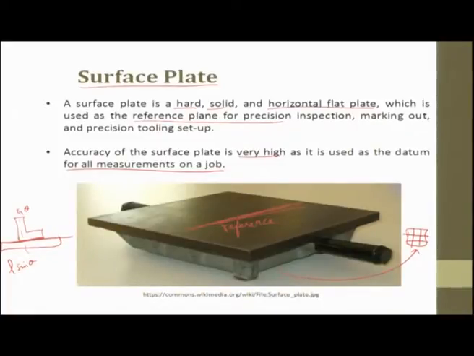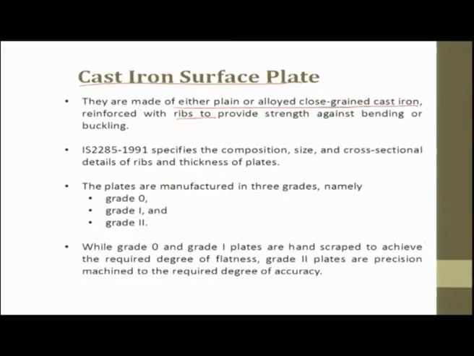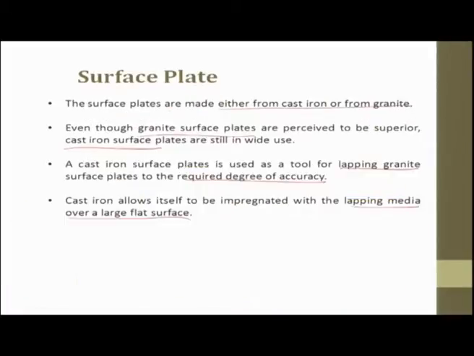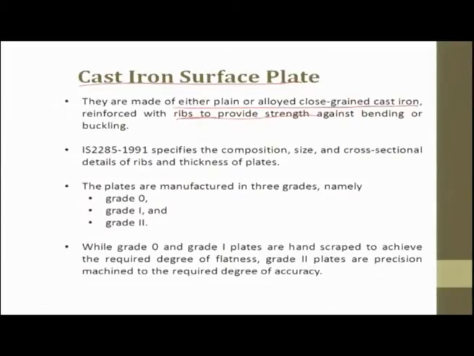These ribs add strength and provide protection against bending and buckling, because this is a very small surface plate. You can have a surface plate of meter by meter. When you have a plate that large, there is a possibility of bending and deflection. Okay. IS 2285/1991 specifies the composition, size and the cross sectional details of the rib and the thickness of the plate.